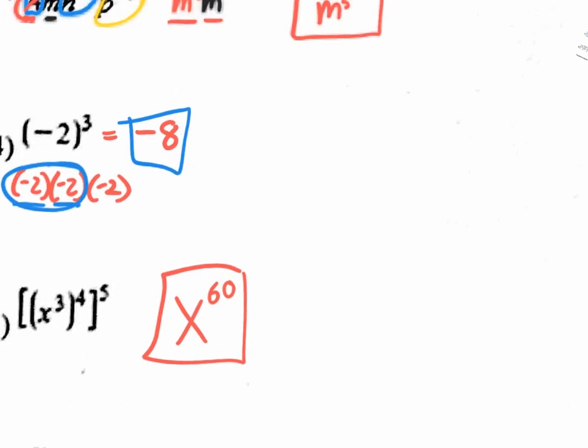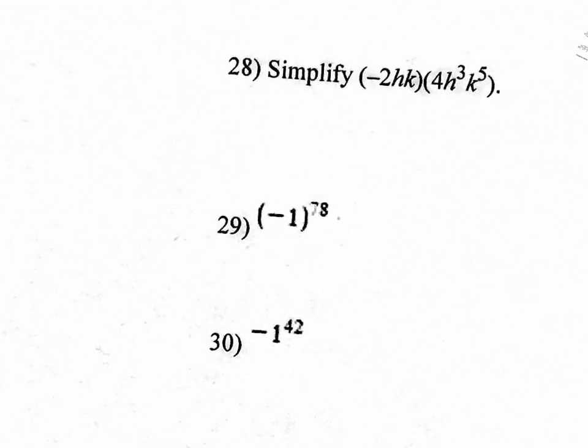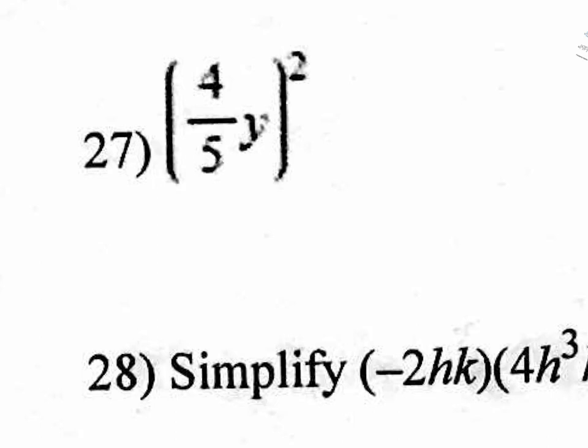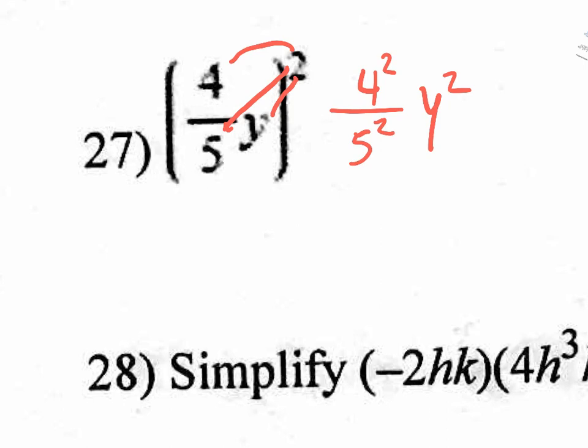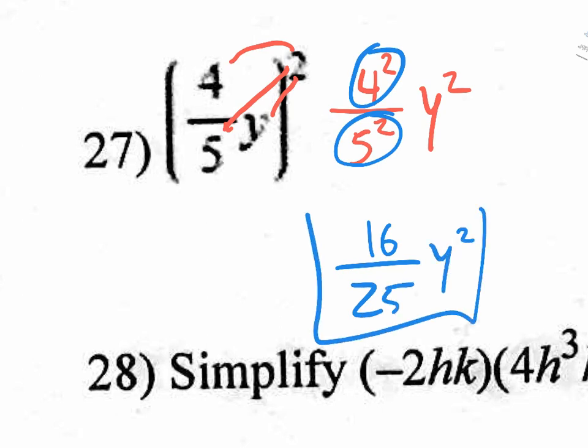27. Almost done with this. Again, we have an exponent on the outside. And what do we do with exponents on the outside of parentheses? Distribute into each and every one. So I'm going to take the 2, put it on the 4. It's going to be 4 squared. I'm going to take the 2, put it on the 5. It's going to be 5 squared. I'm going to take the 2 and put it on the y. That's going to be a y squared. The only other thing you could do is 4 squared is what? 16. 5 squared is what? 25. And of course we have the y squared right next to it. We are done with number 27.